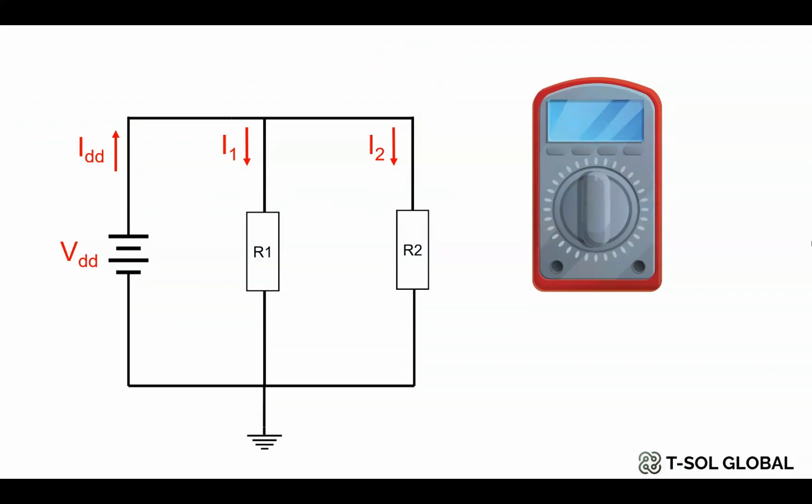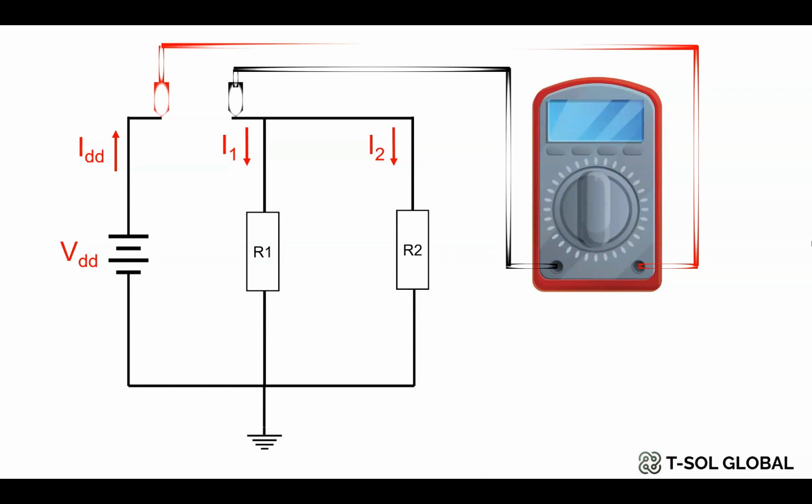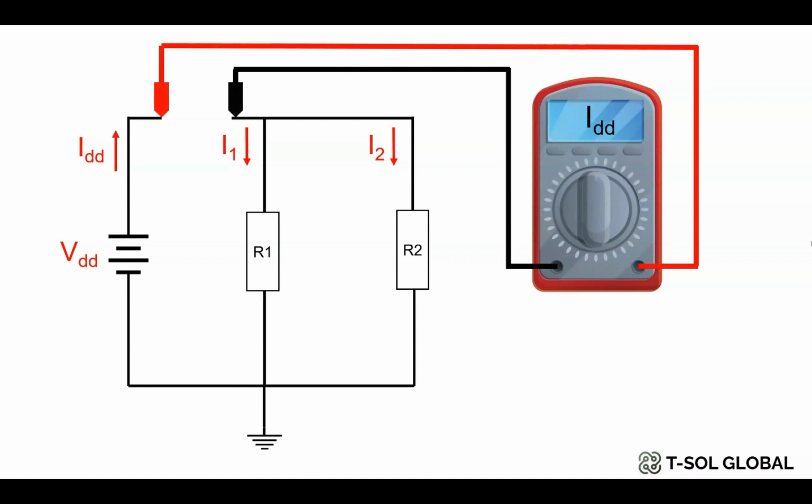To measure IDD, first of all, you have to configure your multimeter in current measurement mode, or as an ammeter. Next, you have to remove a part of the main wire which is flowing from VDD towards the R1 and R2 resistors. Now you have to connect your multimeter probes in that wire like this, and it will give you the total current IDD in this circuit.